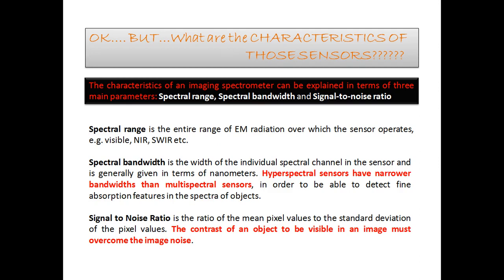Bandwidths are so narrow than the multispectral sensors. So the information contents will be so high over here, and the signal to noise ratio is so low, and that's why the image contrast is getting so high over here.